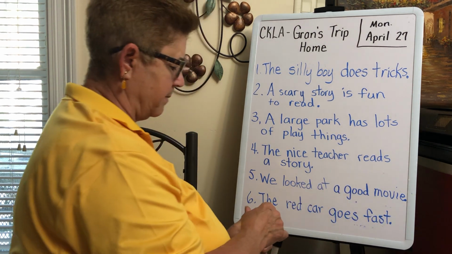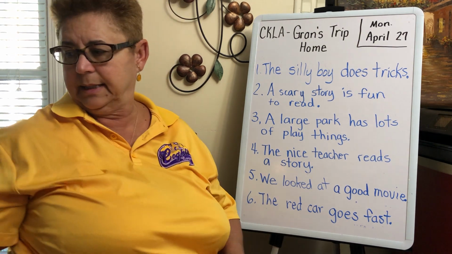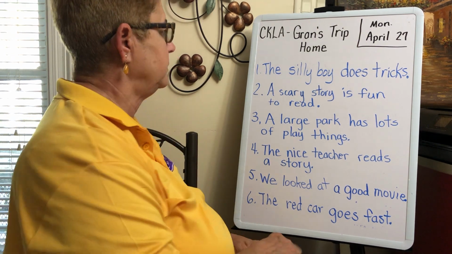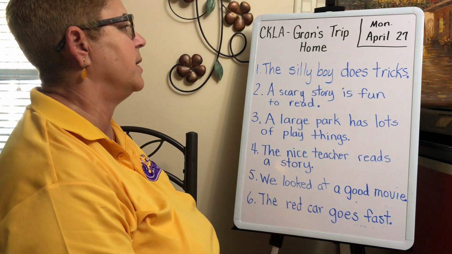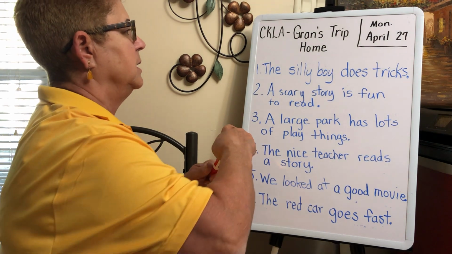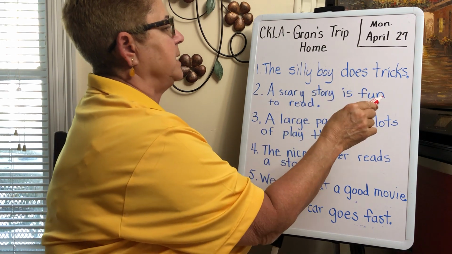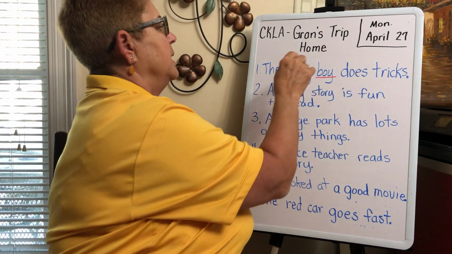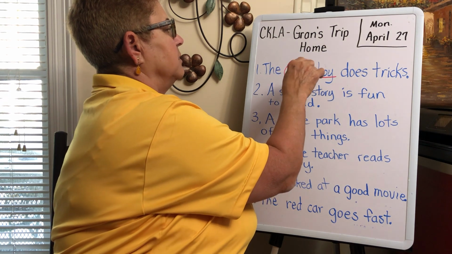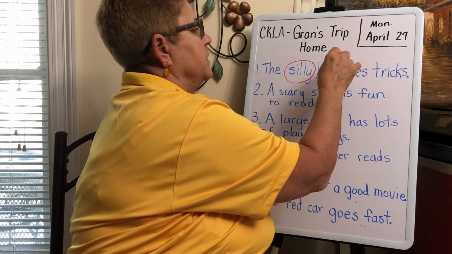Okay, so now we're going to go back and we're going to underline our noun. We're going to circle our adjective. The silly boy does tricks. Our noun is boy. Are you doing that at home? And silly is our adjective. And let's put a box over does.